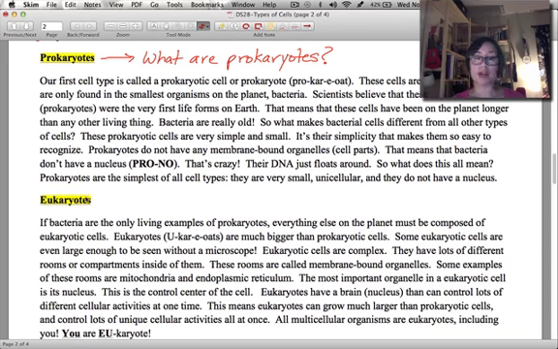All right, let's go back and see what some of the first pieces of information were that I underlined. So it says our first cell type is a prokaryotic cell or prokaryote, which is included in our question. We're going to keep reading, and it says they're only found in the smallest organisms on the planet, bacteria. So the only example of a prokaryote would be bacteria. So the only example, and I'm just going to do this to make it simple, is bacteria.